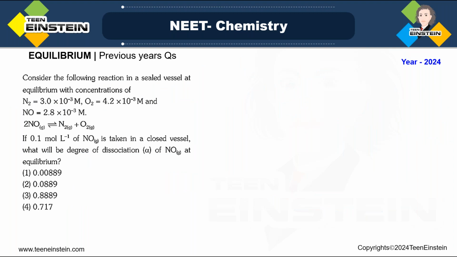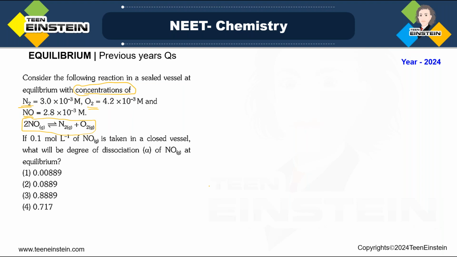Consider the following reaction in a sealed vessel at equilibrium, with concentrations given for nitrogen, oxygen, and NO. Now what is the reaction? The reaction is this: nitric oxide is decomposed to nitrogen gas and oxygen gas. It is already a balanced equation.